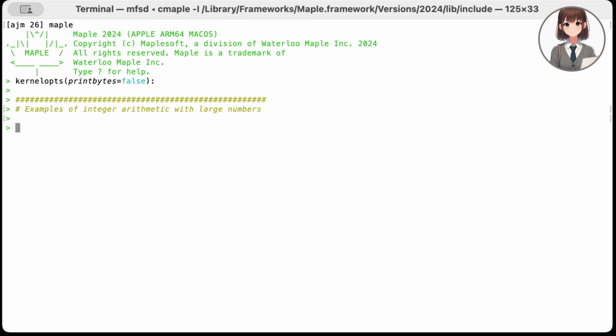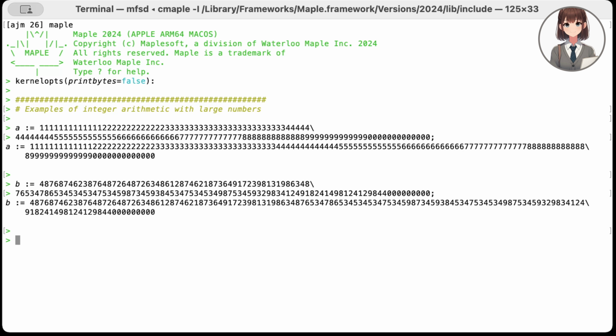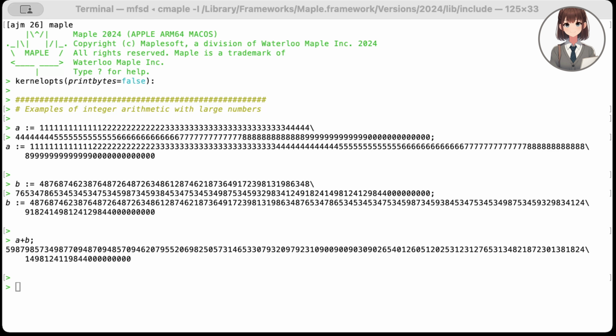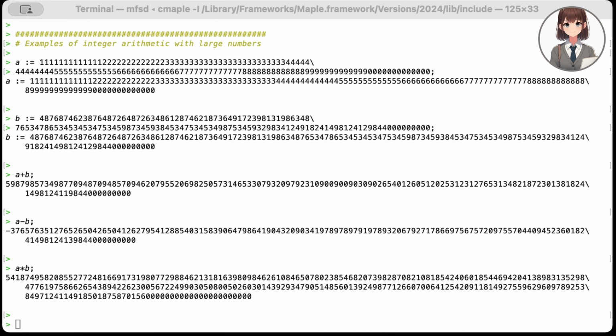Let me show you some examples next, to convince you that the polynomial-time algorithms for integer arithmetic and modular arithmetic are also efficient in practice and not just in theory. These examples are executed using Maple, a symbolic algebra package. Here's a large integer a, and here is another large integer b. Maple can compute their sum very quickly, and also their difference, and their product.